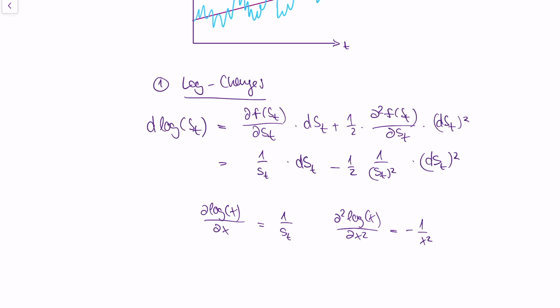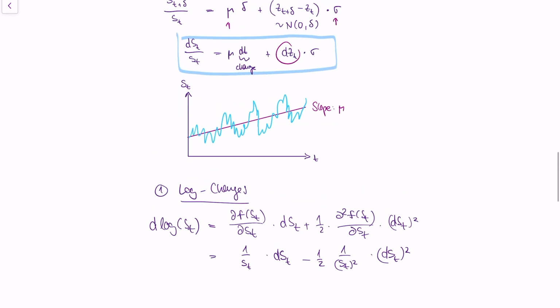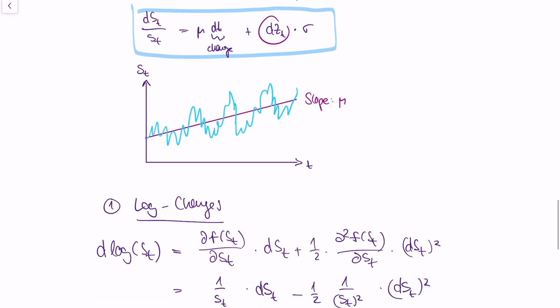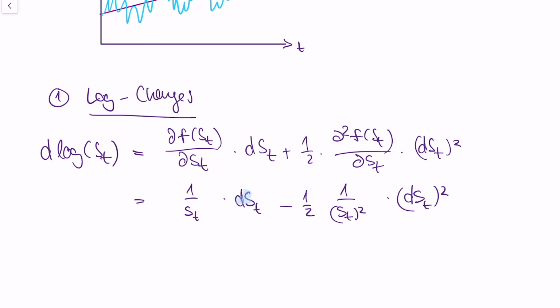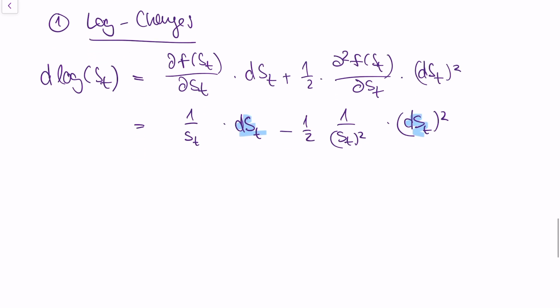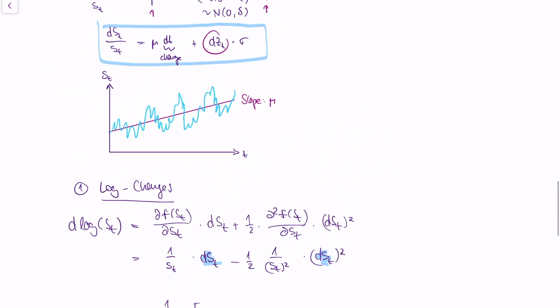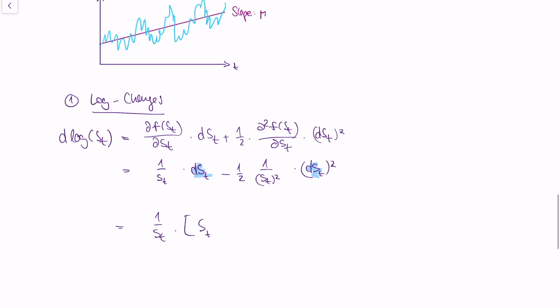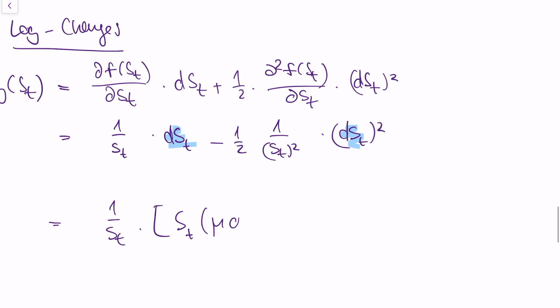Okay? So let's simplify this a bit. I have an equation here that gives me an equation for dS_T. So what I'll now do is substitute our dS_T terms here, those two terms. So what do I get? I get 1 divided by S_T times the change in S_T, and the change in S_T is given by S_T times mu dt plus sigma dZ_T.